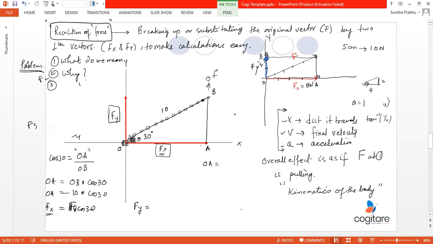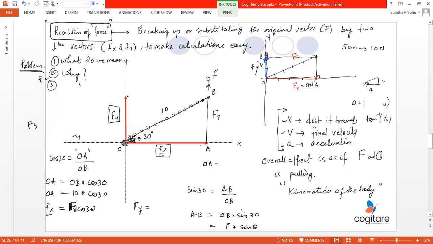It will be sine of 30. F into sine of 30. Very good. So you say, if I want Fy, it is represented by this length AB. So sine 30 involves AB divided by OB. Therefore, AB is going to be equal to OB into sine 30. What is OB? OB is our original vector F. And what do you get for AB?